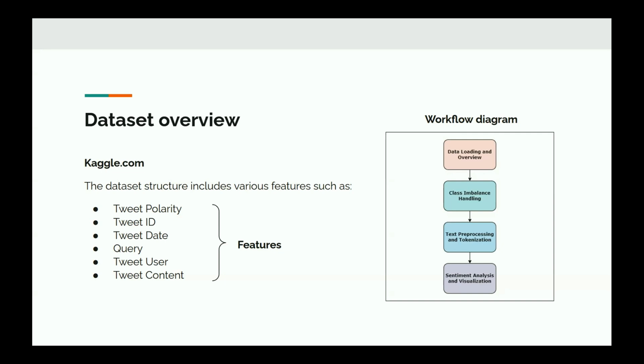On the right side, we can see the workflow diagram. Those were the steps that we followed when making this term paper. First was data loading and overview. Second was class imbalance handling. Then text preprocessing and tokenization. And the last part was the sentiment analysis and visualization, and also the results of the algorithms that we used.